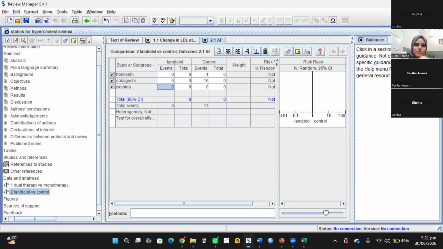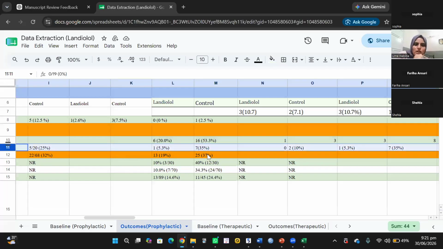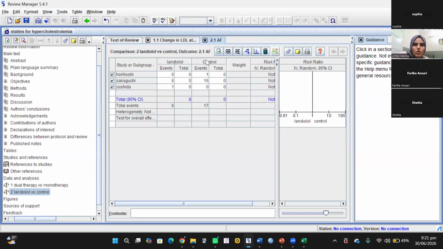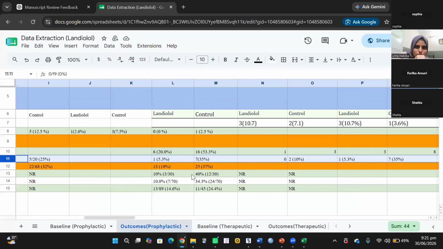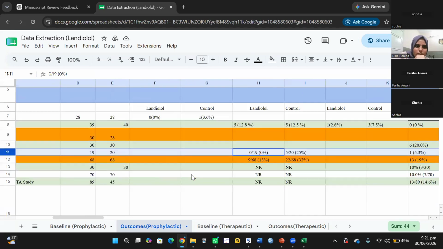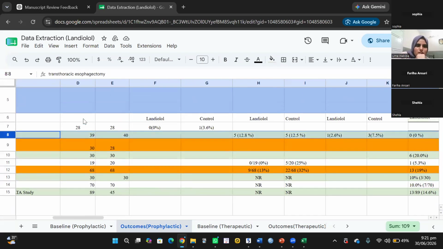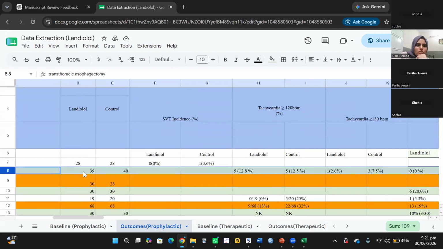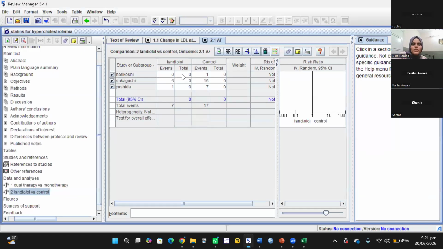For Yoshida, let me go back. I can see in the row 11, 1 and 7 respectively. 1 for landiolol and 7 for control. Now I'm going to put the sample size. Right, 8. The sample size for landiolol group is 39 and for control is 40. Put them respectively. The total patients, 39 for landiolol and 40 for control.